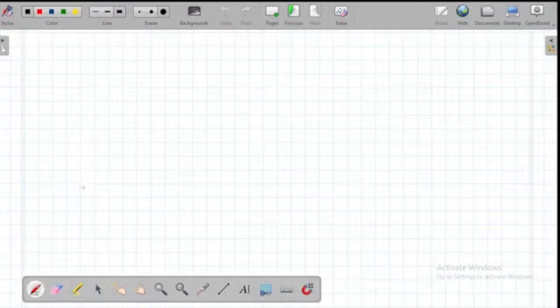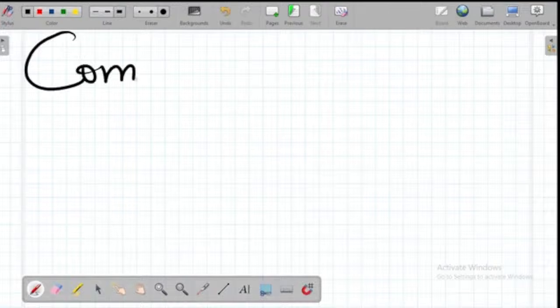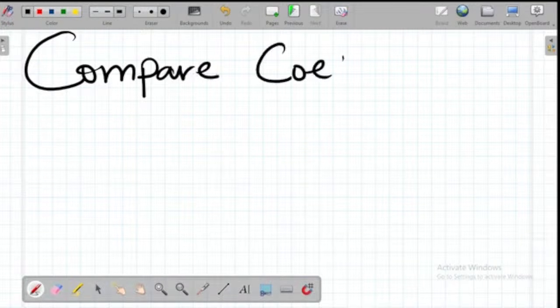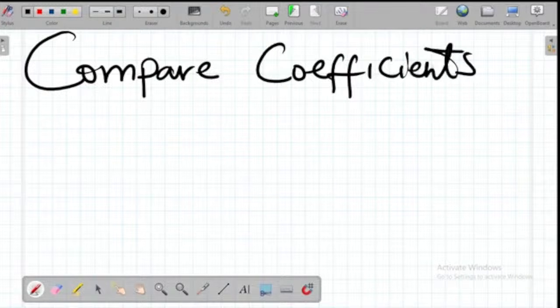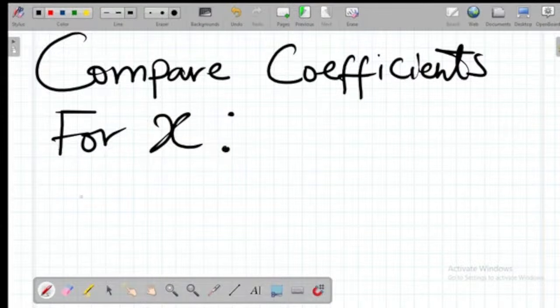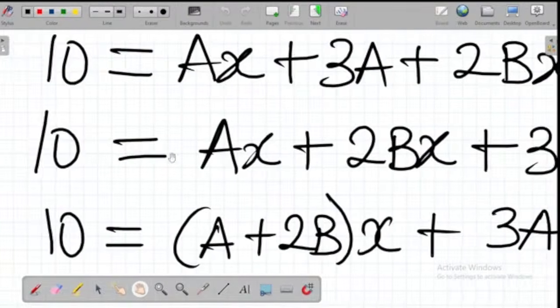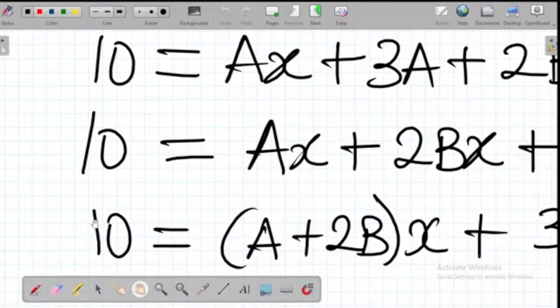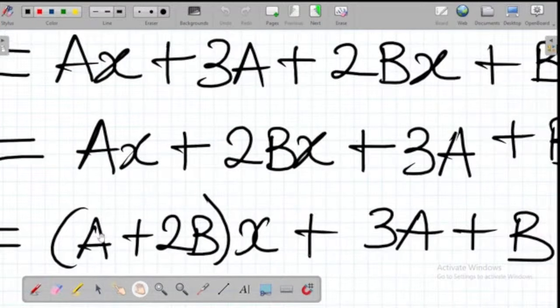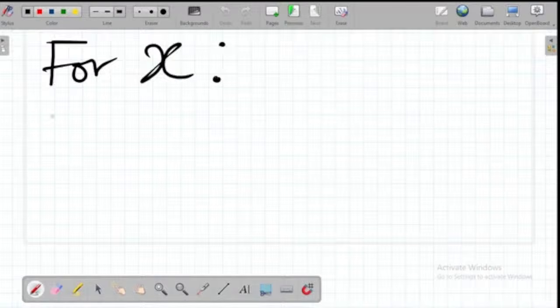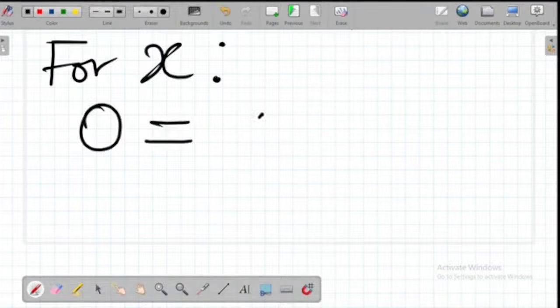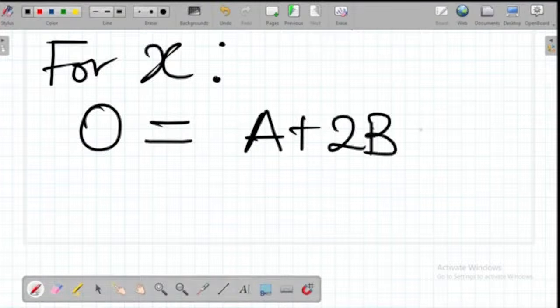Alright, so our next task is to compare coefficients. For x, we'll check out for the coefficient of x at the left-hand side and then equate it to the coefficient of x at the right-hand side. At the left-hand side here, the coefficient of x is 0 because there's no x here. And then at the right-hand side, the coefficient of x here is A plus 2B. So here we have 0 is equal to A plus 2B. So let's call this equation 2.